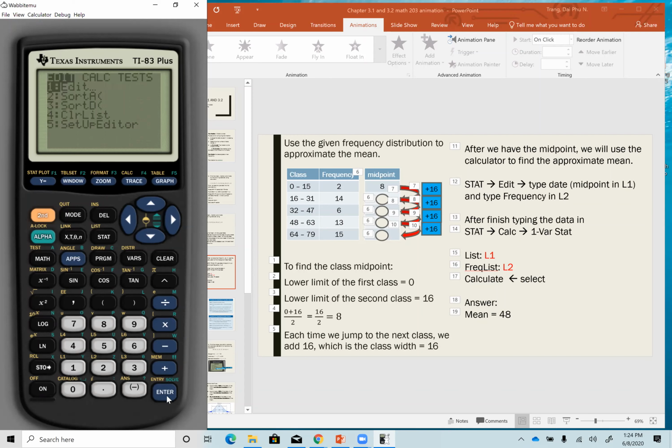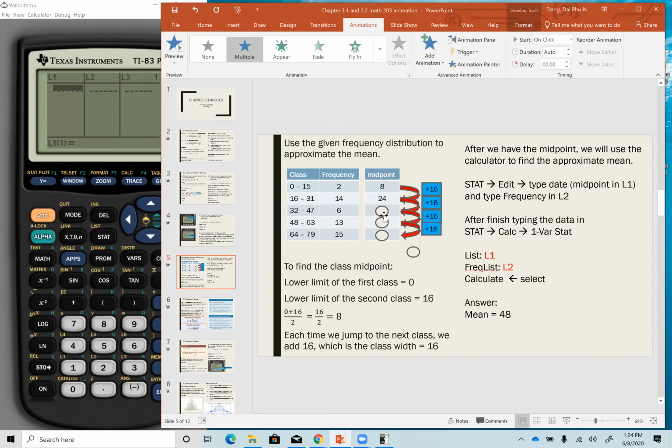Let's take a look at this, let me edit. And again, my screen is gone. If you want to clear your list, remember, you have to go to L1 and clear, right? If you don't remember, I think I blocked it. So let me remove this so you can see your data, your midpoint.